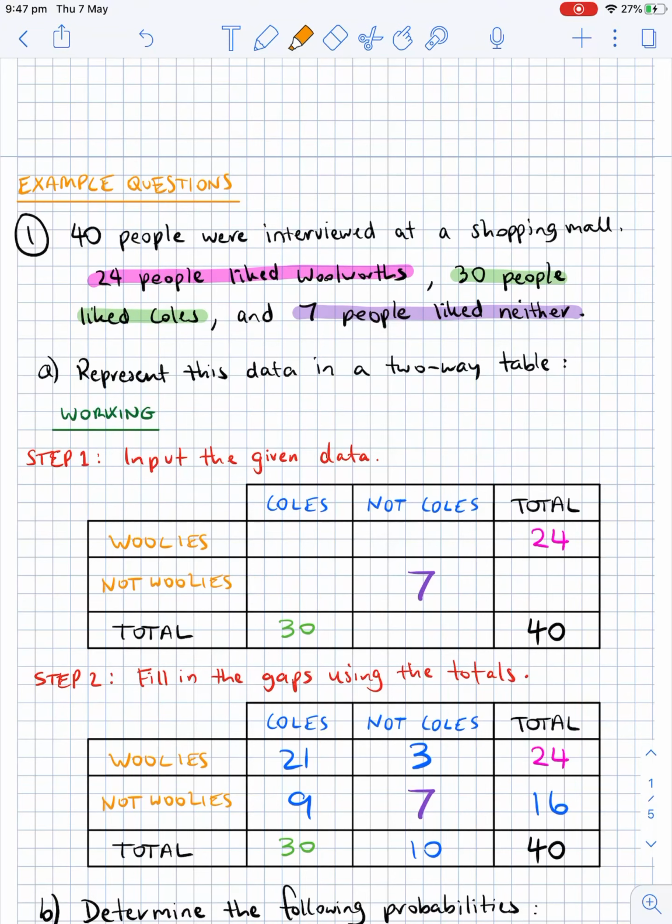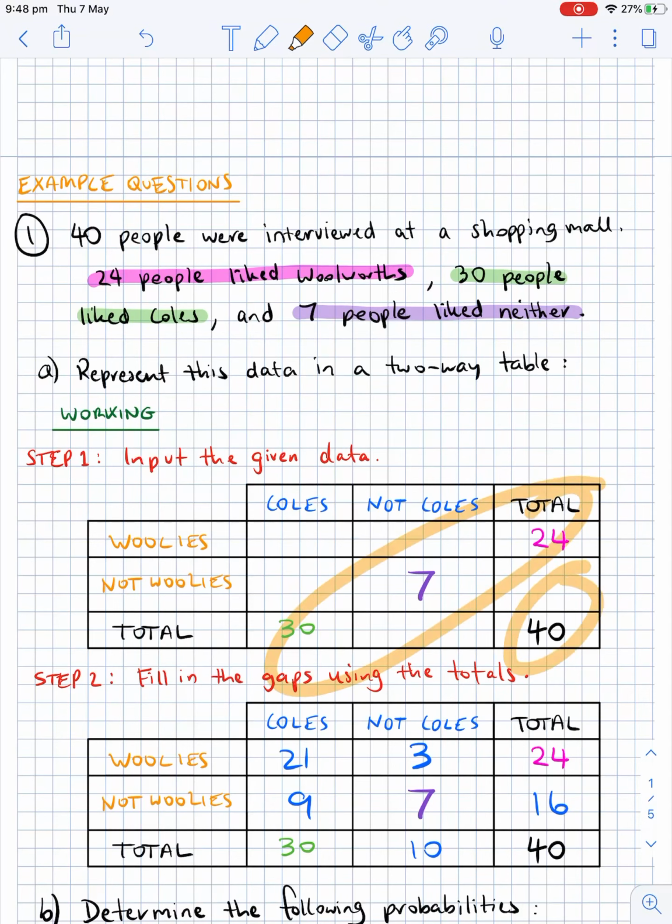Okay, so let's use the information they've given you. We know there's 40 people that were interviewed. That means the total of the totals has to be 40. Really important, good place to start. 24 people liked Woolworths, so in the total for people that like Woolies, we can put a 24 there. 30 people liked Coles, so in the total Coles column, we know 30 people liked Coles. And 7 people liked neither. The neither section was not Coles and not Woolies, so they line up to give that spot there. So that's 7 right there. They've literally just given us 4 numbers, and we've got to know where to put those numbers.